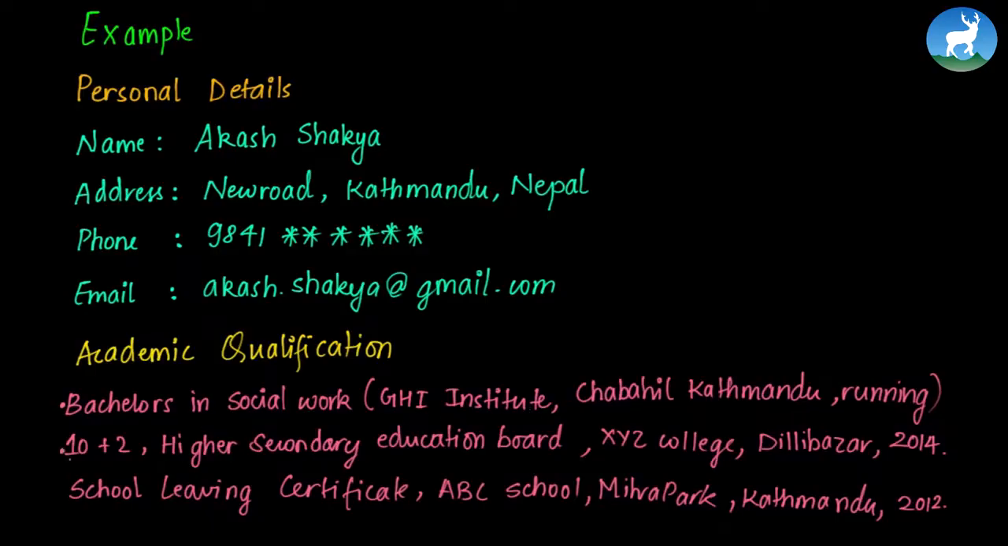The second one is 10+2. So this is from Higher Secondary Education Board, and you graduated from XYZ College, Delhi Bazaar, Kathmandu in 2014. And finally, at the bottom we have School Leaving Certificate from ABC School, Mitra Park, Kathmandu in 2012. Now once we're done with academic qualification, we'll go towards the work experience.